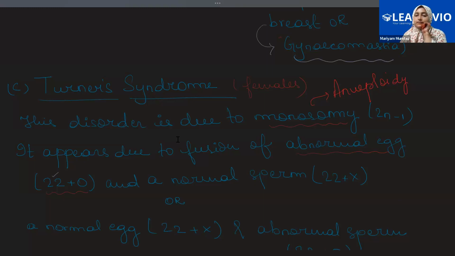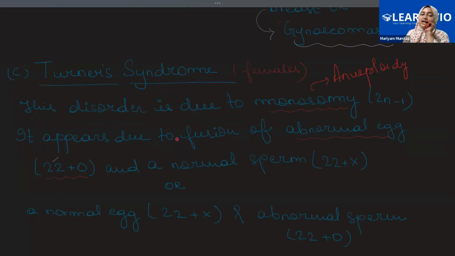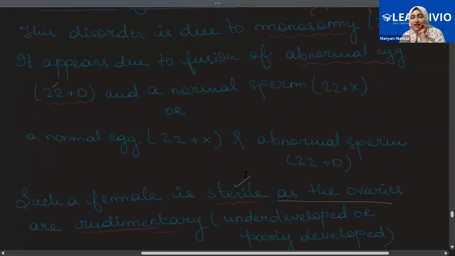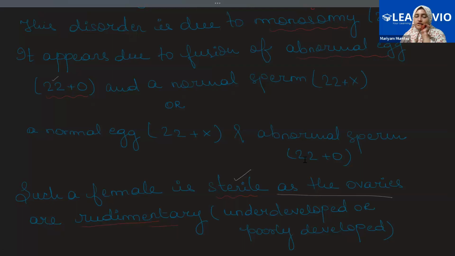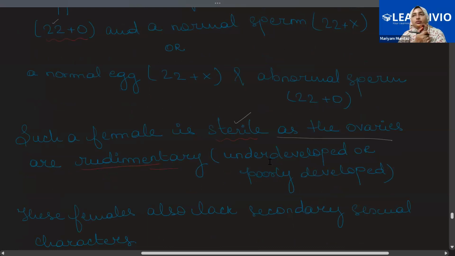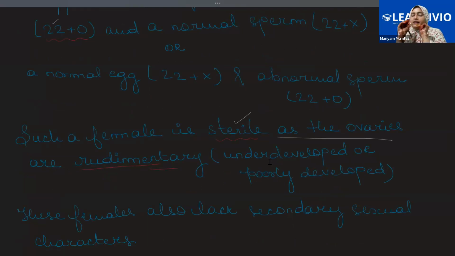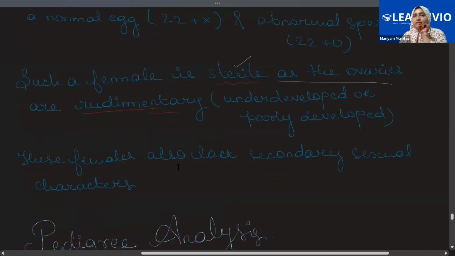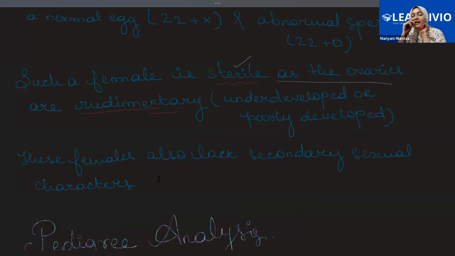But in this case, an abnormal egg, meaning the egg that has the body chromosomes but does not have the X chromosome, fuses with a normal sperm, or a normal egg fuses with an abnormal sperm. In that case, Turner syndrome takes place, and the female is sterile. Why? Because their ovaries do not develop, as they do not have sufficient X chromosomes. They have very underdeveloped body structures. They have rudimentary organs, meaning not functional, poorly developed. They also do not have secondary sexual characters, such as the menstrual cycle. These things do not happen in them.